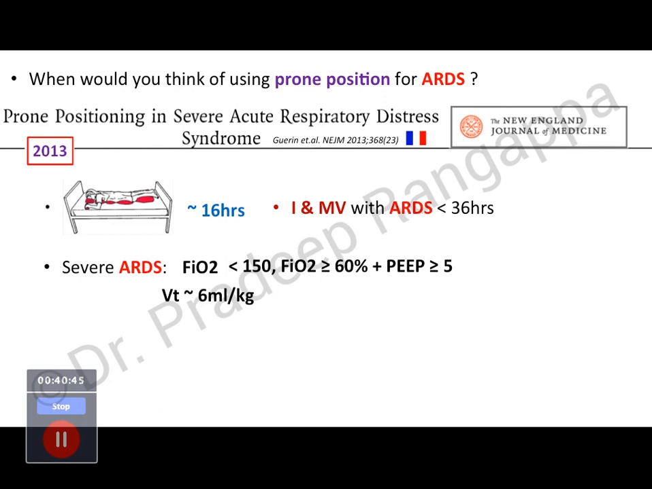And the indication for proning is, if you have a severe ARDS patient where your PaO2 by FiO2 is less than 150 and your oxygen delivery is more than 60% with PEEP of more than 5, with your low tidal volume, still you are unable to achieve good saturation. I think these are the group of patients where we tend to prone.